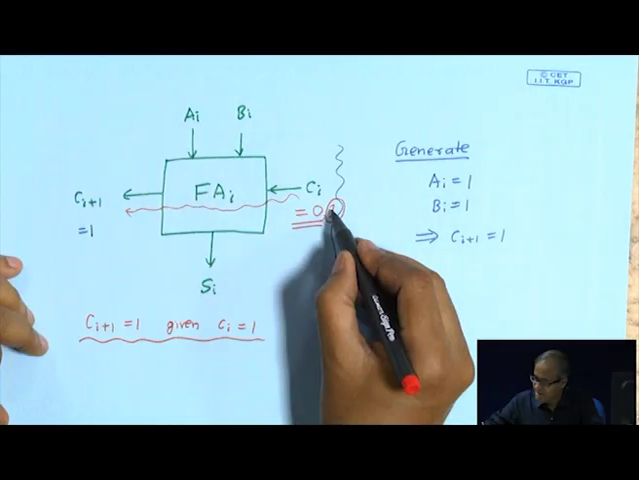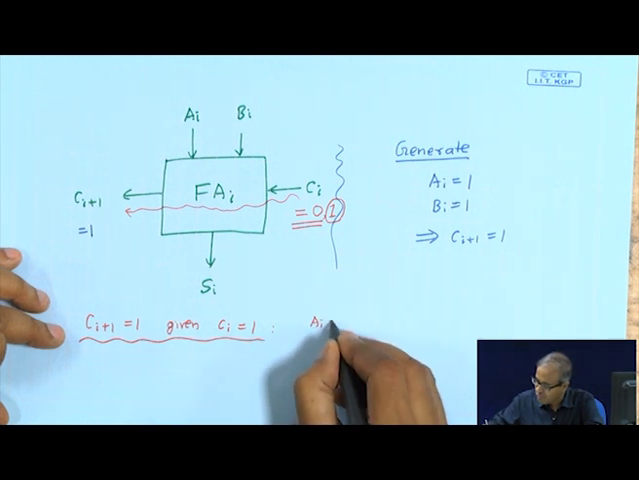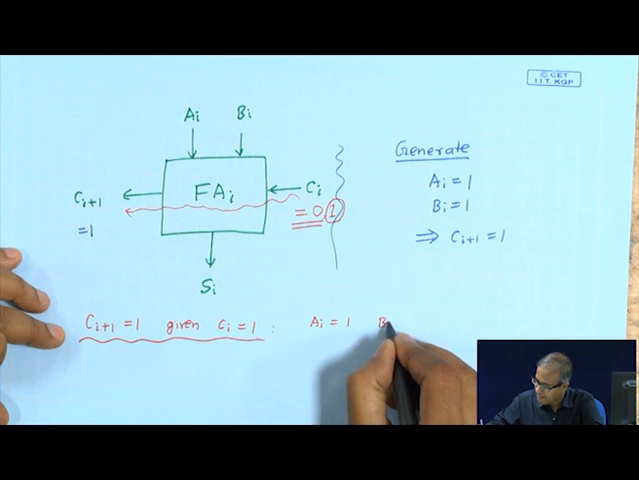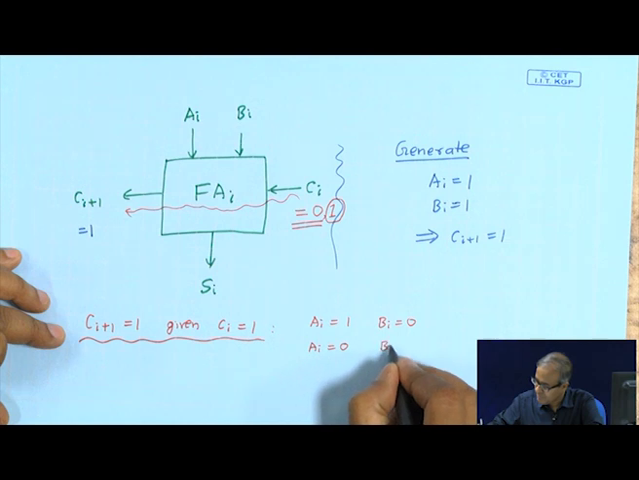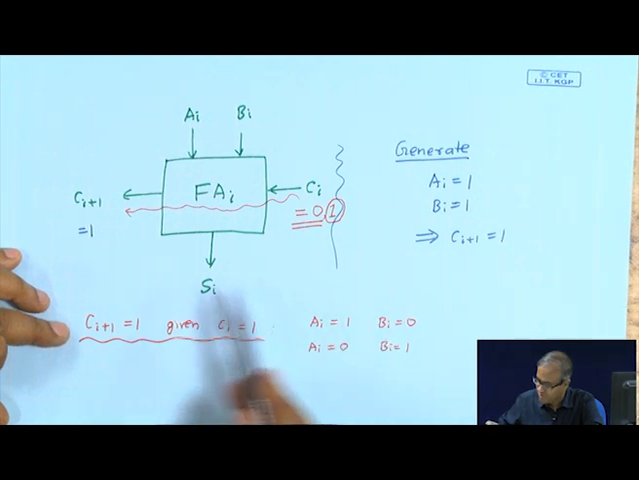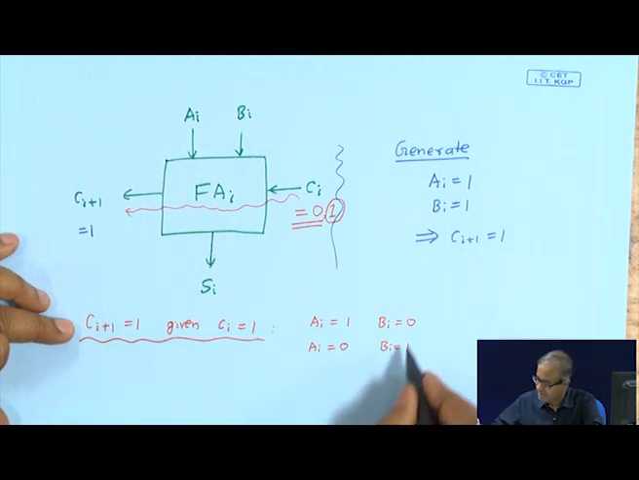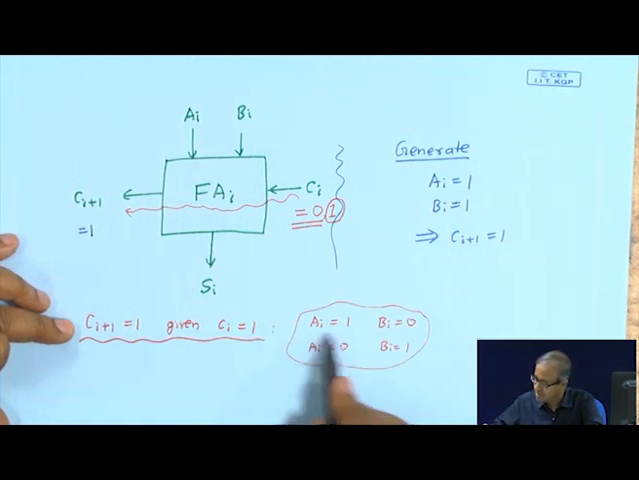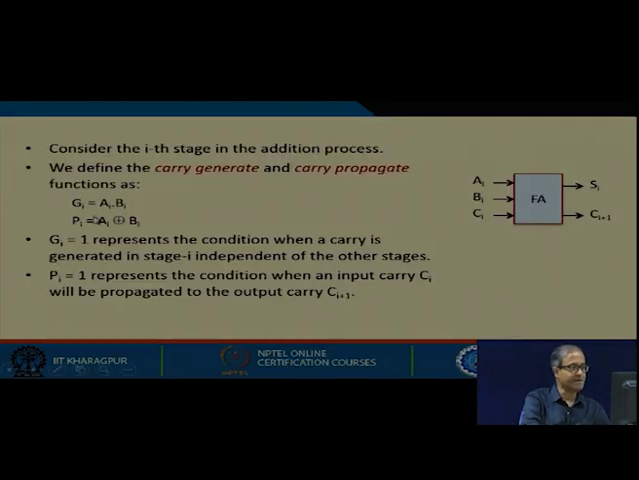You see, this carry will be propagated under the condition when ai is 1, bi is 0 or ai is 0, bi is 1, because if you add this 1 to 1 and 0, it will generate a carry. You add this 1 to 0 and 1, it will also generate a carry. So, this condition actually talks about the exclusive OR function, 1 0 or 0 1. This is nothing but exclusive OR. So, the carry propagate function we can define as ai XOR bi.